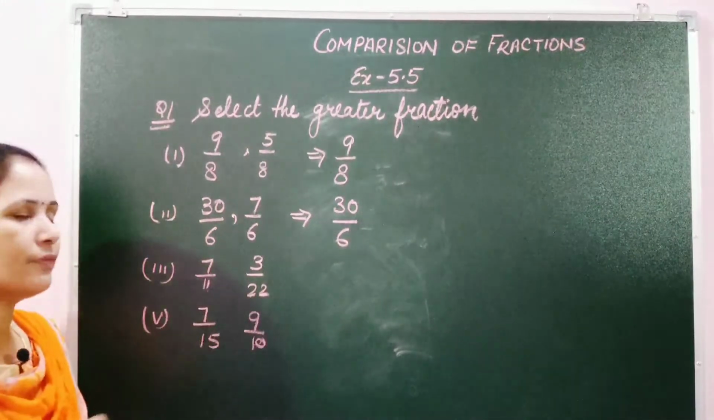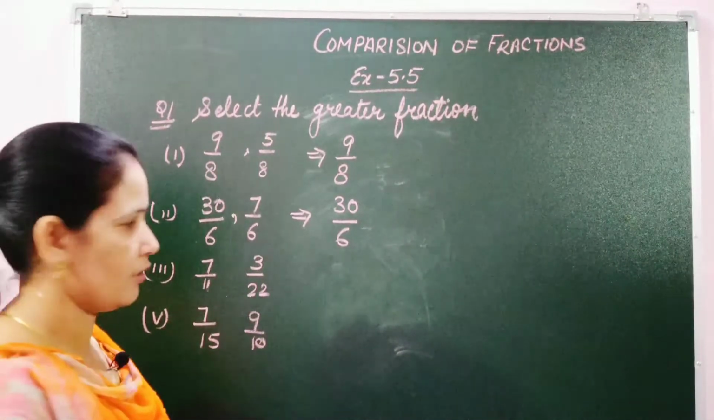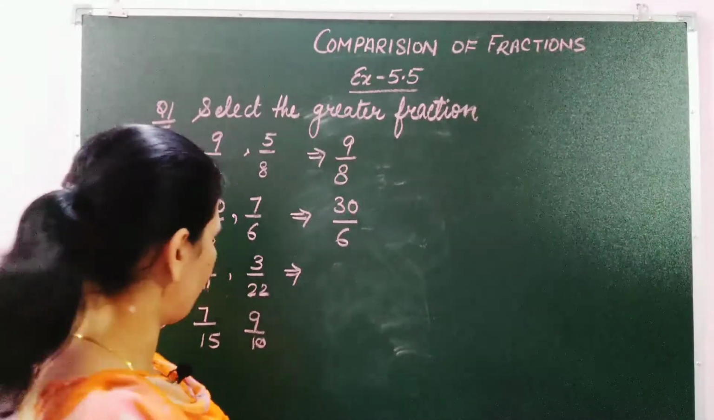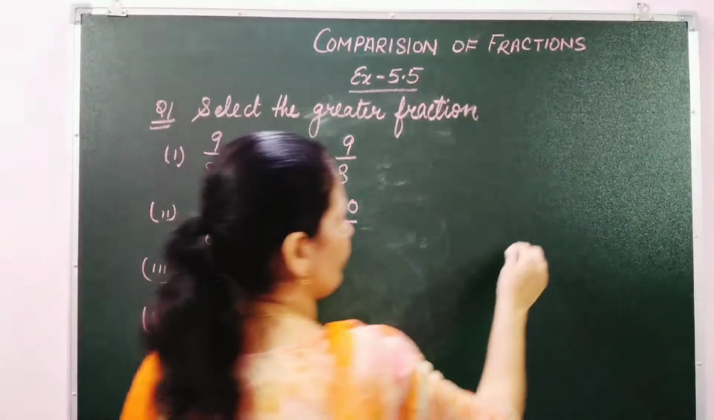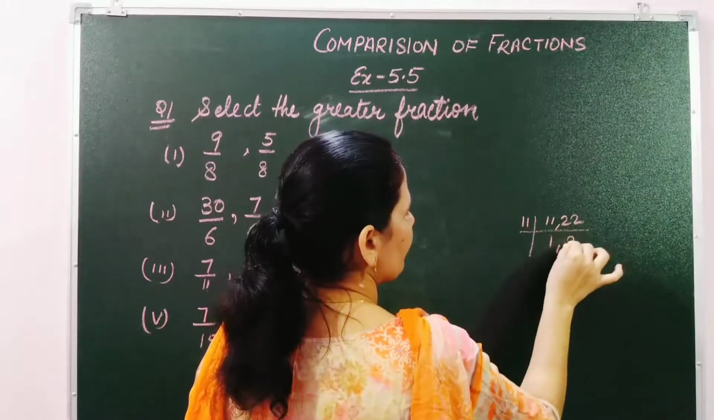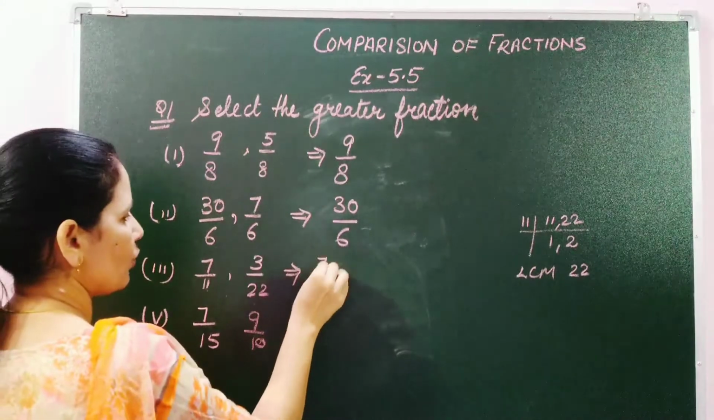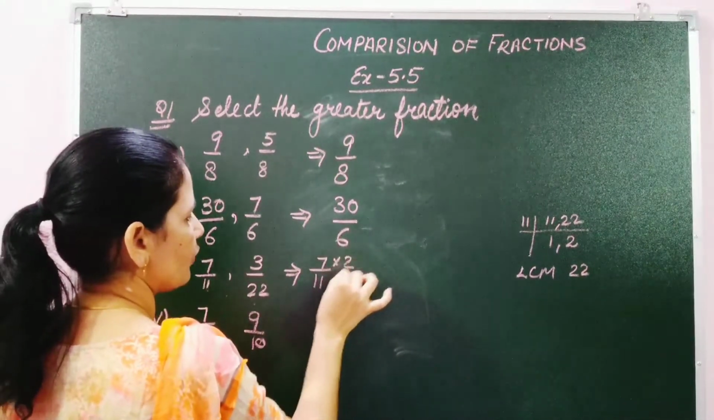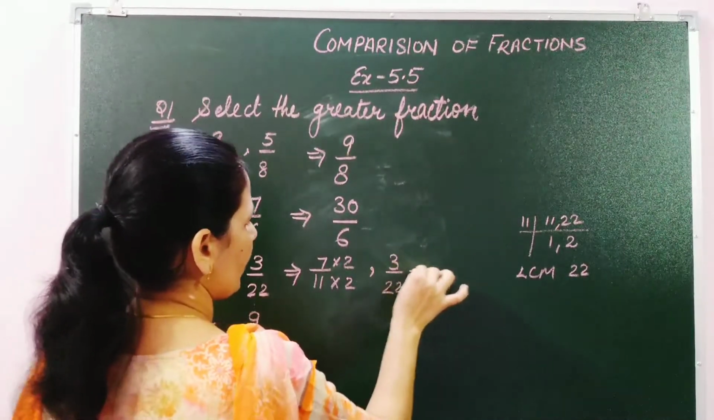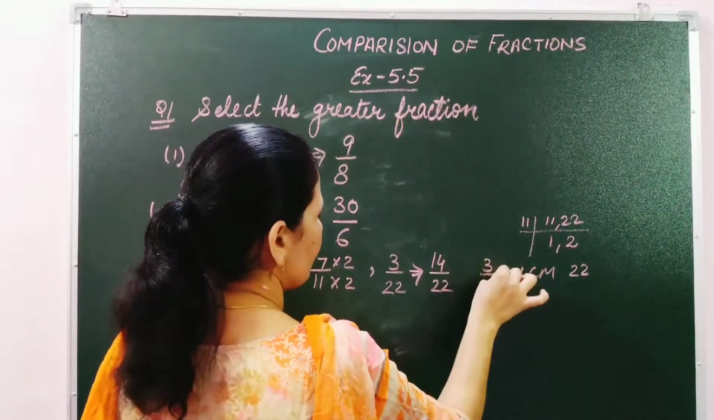But students, when we observe the third part, here the denominators are different. So whenever the denominators are different, what do we do there? We take the LCM of the denominators. So 11 and 22. When we take the LCM of 11 and 22, 11 ones are 11, 11 twos are 22. So LCM is 22. So we have to convert the fractions according to 22. The first fraction multiply by 2 and the second fraction will remain the same. Then we write here 14 by 22 and 3 by 22.